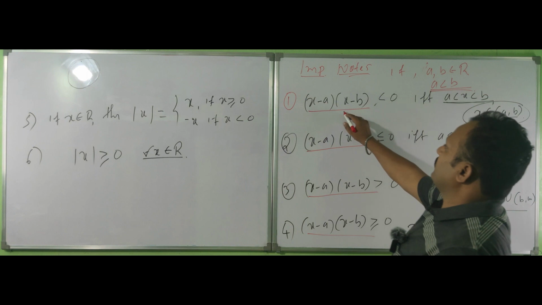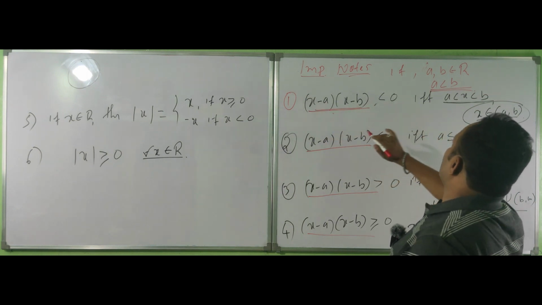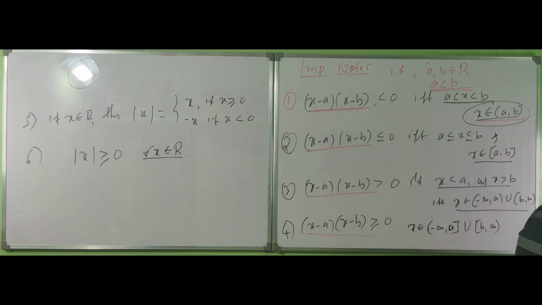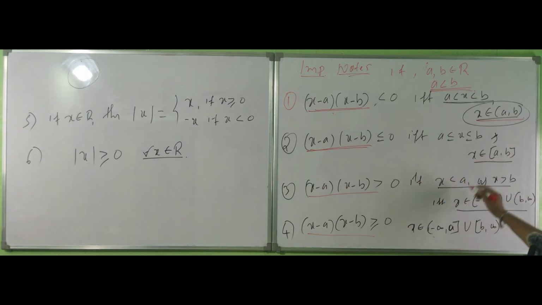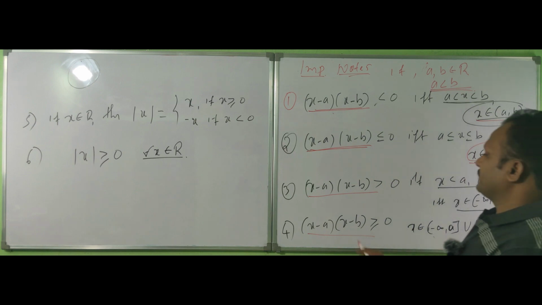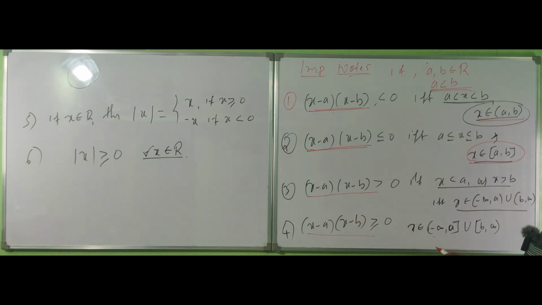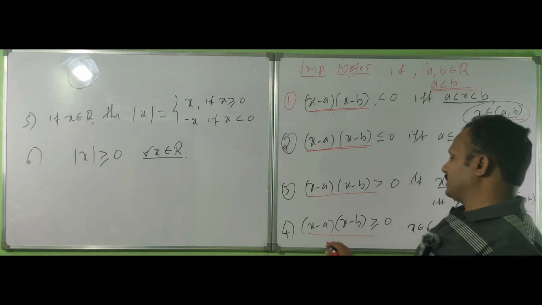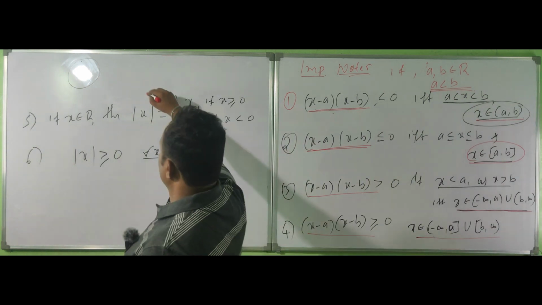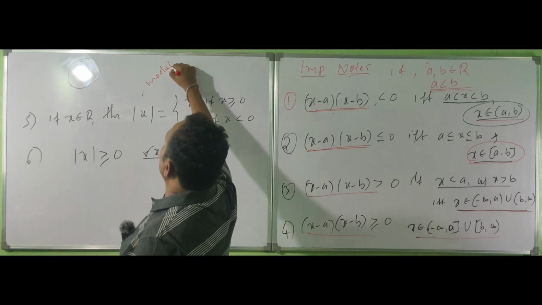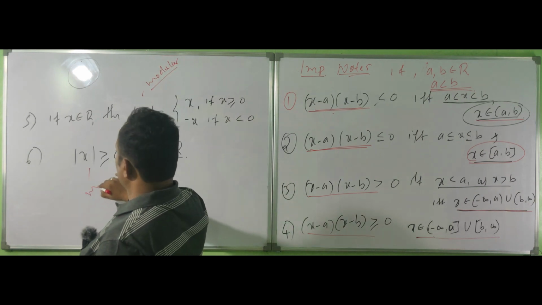Multiple of x minus A and x minus B less than 0 if x belongs to the open interval A, B. Similarly, x minus A into x minus B less than or equal to 0 if x belongs to the closed interval A, B. And x minus A into x minus B greater than 0 if x is less than A or x is greater than B, that is, x belongs to minus infinity to A or B to infinity.